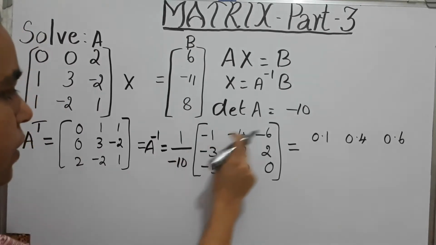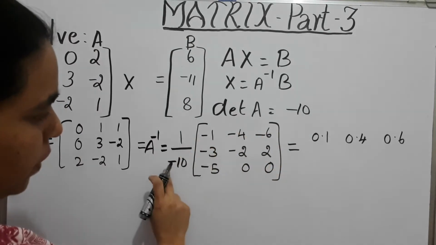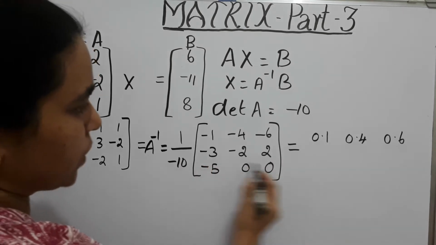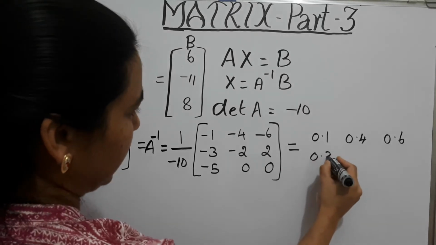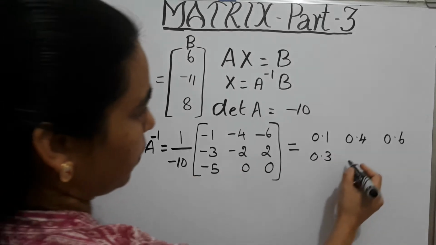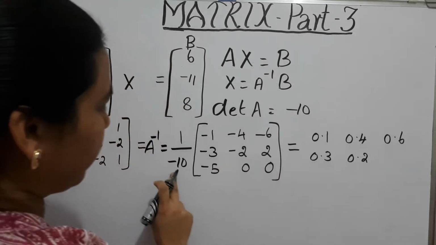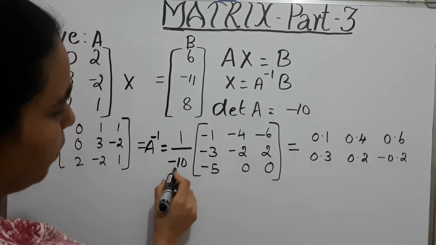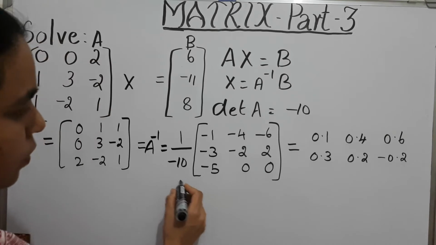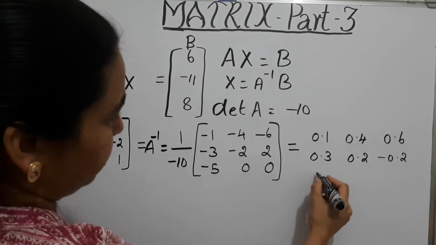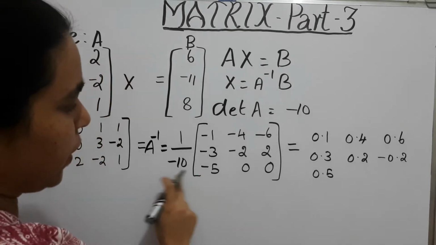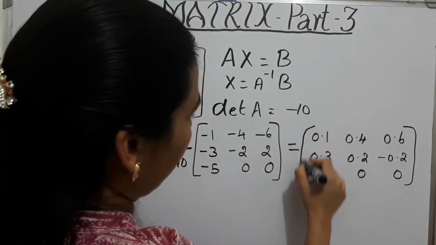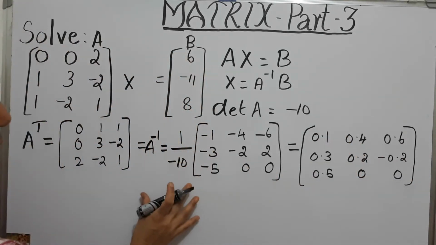Yeah, because all these things are divided, minus divided by minus, so the minus will get cancelled. Okay, and then minus 3 divided by negative 10 is equal to 0.3, and minus 2 divided by minus 10 is actually 0.2, and 2 divided by minus 10 will be negative 0.2, and then minus 5 divided by 10 will be 0.5. Okay, 0.5, and the minuses get cancelled, and this is actually 0. 0 divided by anything is actually 0. So now you found A inverse. A inverse you found already.